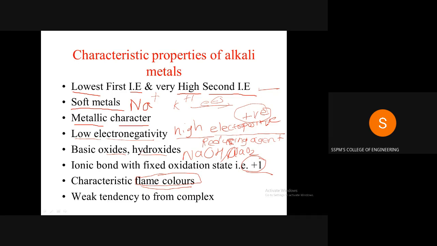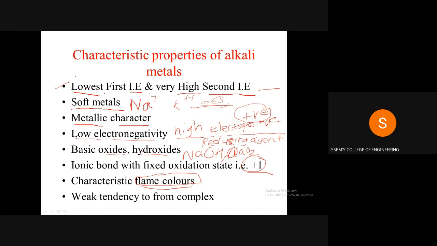Then a weak tendency to form complexes. So remember this property. The first property is very important: lowest first ionization energy and very high second ionization energy. This I.E. means ionization energy.